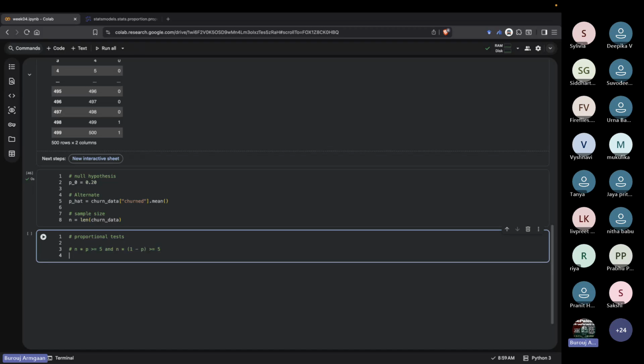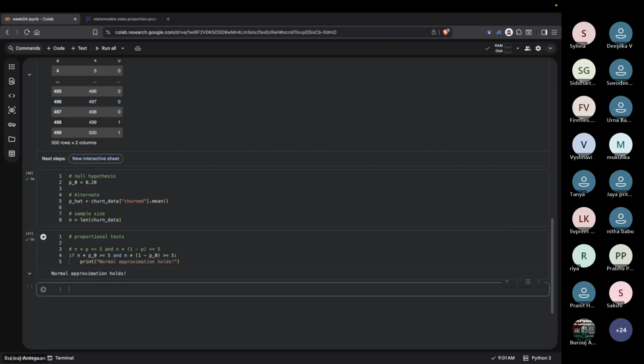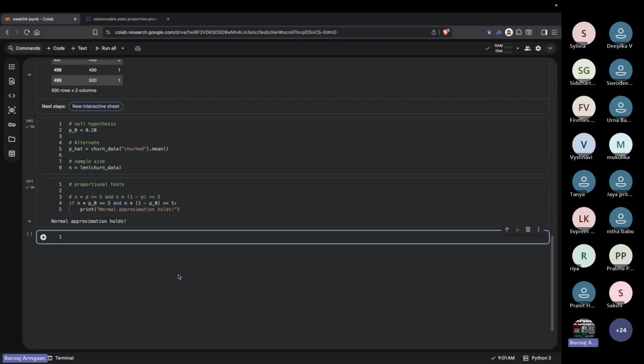So let us try this part out. We say if n times p0 is greater than or equal to 5, and n times 1 minus p0, that is the probability of not flipping, if we take the coin analogy, both of these should be greater than 5, then we can print that the normality approximation holds. Okay, so both of them are true, we can go ahead.